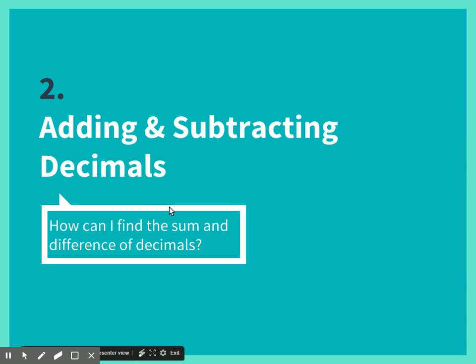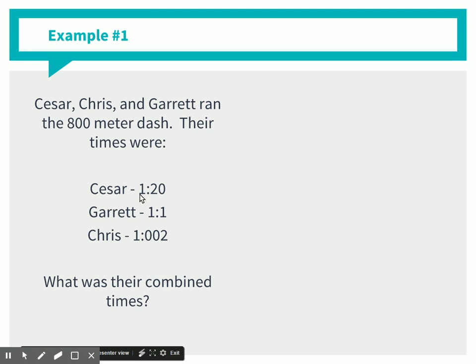All right, let's go over adding and subtracting decimals now. So Cesar, Chris, and Garrett ran their 800-meter dash. Their times were 1.20, 1.1, and 1.002. What were their combined times? So if we're trying to find the combination of something, we are finding the sum. And when you find the sum, that is adding. So all that we're going to do on this is simply add these numbers up.